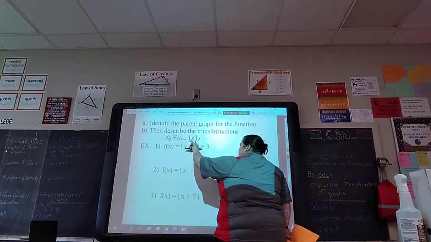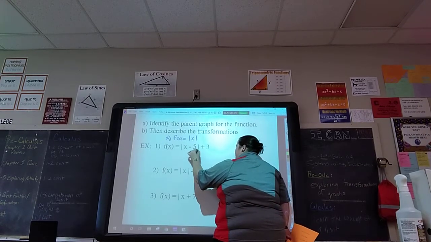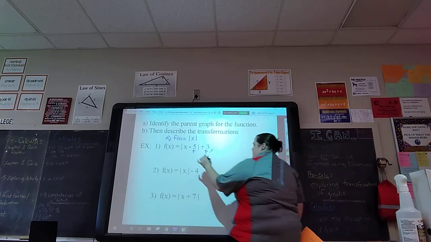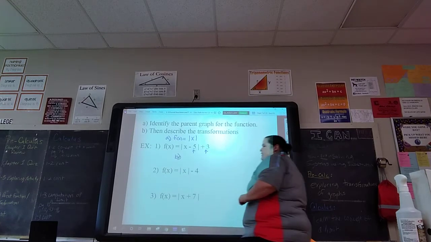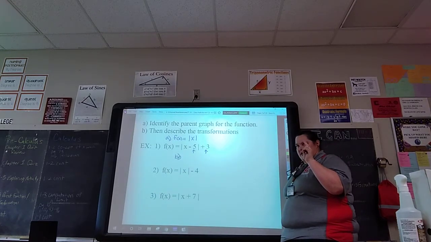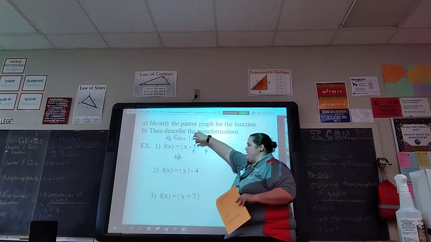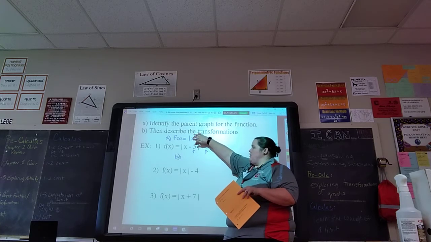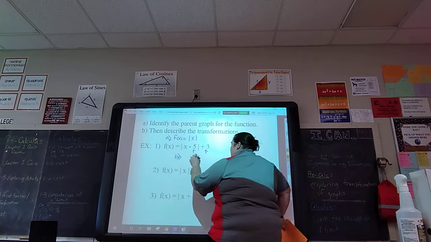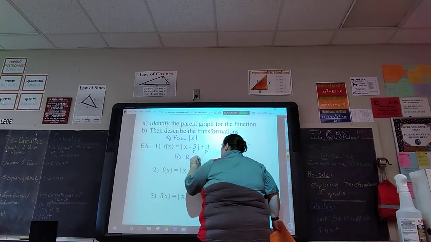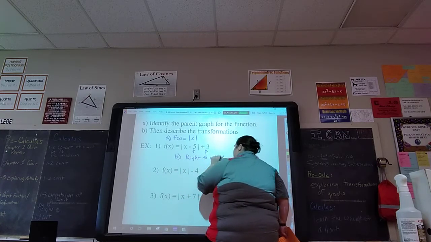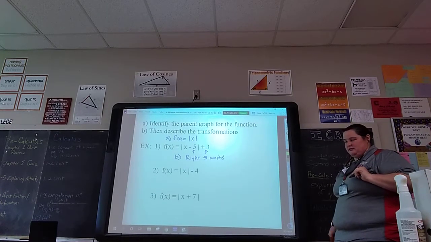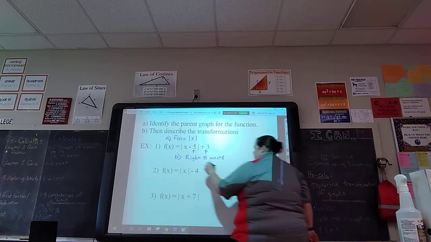So now that I know that this is the most basic of the absolute value functions, it helps me identify, okay, these two numbers are making my graph move somehow. Okay? So for part B, to describe the transformations, I need to describe the direction and how many. So if it's inside the function, that's where h lives. So what's that 5 going to do? Move it to the right. Right? 5. Yep. So we're going to say right 5 units. Because of that 5. And then what does the 3 do? Up 3 units. Yep.